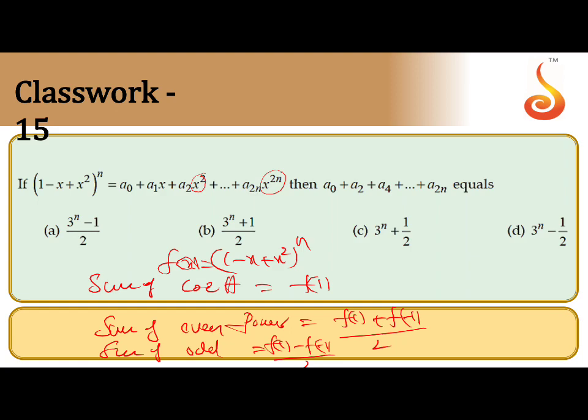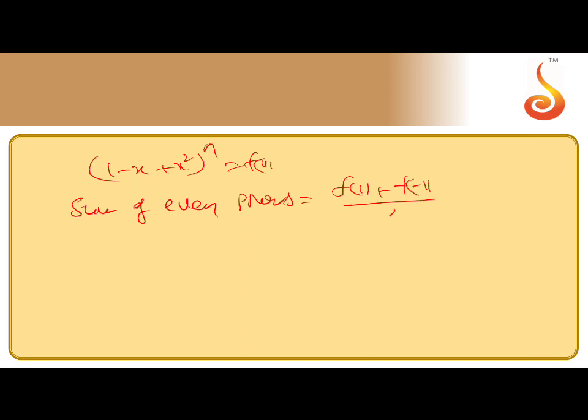So here what do you want? The sum of the even powers. What is the expansion? (1 - x + x^2)^n. I will write in the solution on the next page. The expansion is (1 - x + x^2)^n, this is f(x). So they are asking a0 + a2 + ..., which means the sum of even powers, equal to [f(1) + f(-1)]/2.